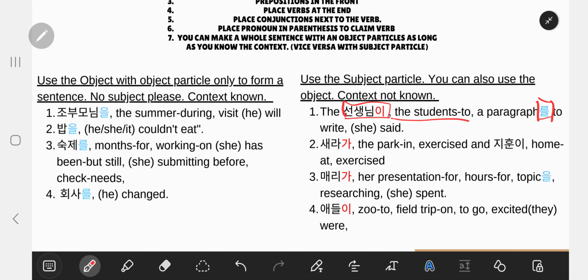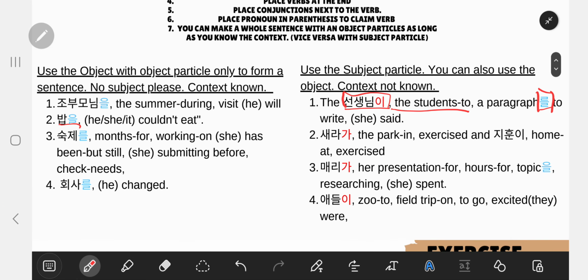Okay, so here are the answers. So we have 밥을 because that is the object and 숙제를. So if you say 밥을 못 먹었어요, couldn't eat, then it means he or she couldn't eat it. Or he or she couldn't eat the food, not it, because it would be something else. 숙제를, months for working on, she has been, but still, she submitting before, because submitting is a noun, right?